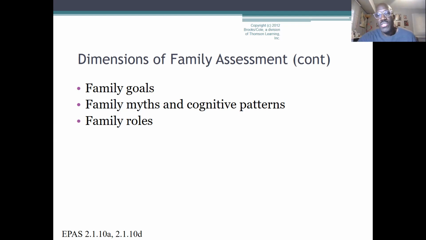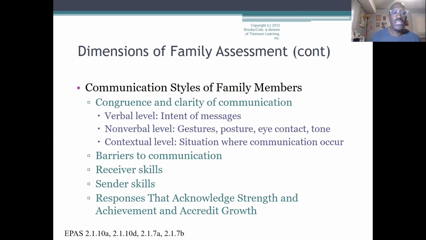So that might shift how things work in the family in terms of those particular roles. So just to be mindful and cognizant of those kinds of things as well. Communication styles, as you know by now, for our social workers, communication is the window to a lot of different things. So really making sure that we understand the congruence and the clarity of communications.